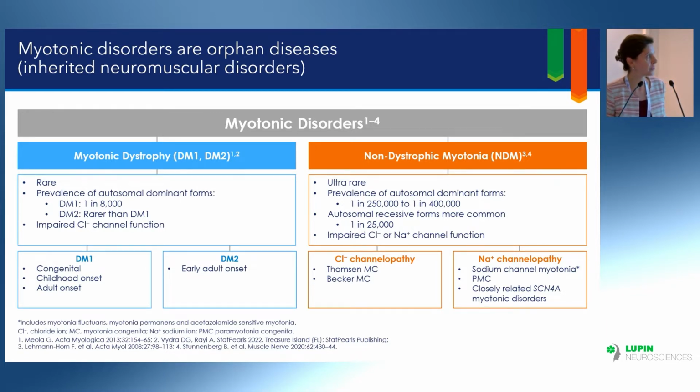On the other hand, there are the non-dystrophic myotonias. They're ultra rare, meaning much rarer than DM1, DM2. The prevalence of the dominant forms is 1 out of 250,000 to 1 in 400,000, and the recessive forms 1 in 25,000. Here it can be a problem of the impaired chloride or sodium channel function. We will split them in chloride channelopathies, that's the Thomsen, the dominant, and Becker, the recessive myotonia congenita, and then the sodium channelopathies, of which we have several phenotypes.